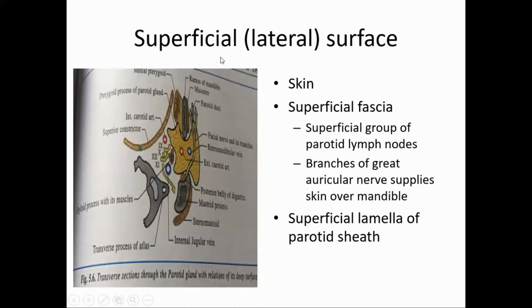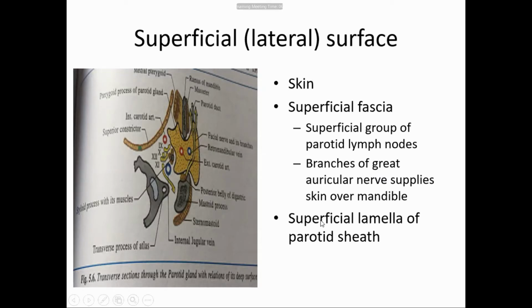Now the superficial or the lateral surface. The lateral surface is directed towards the skin. Its relations are the skin, then the superficial fascia. The superficial fascia consists of the superficial group of the parotid lymph nodes and the branches of the great auricular nerve. This great auricular nerve supplies the skin over the mandible.